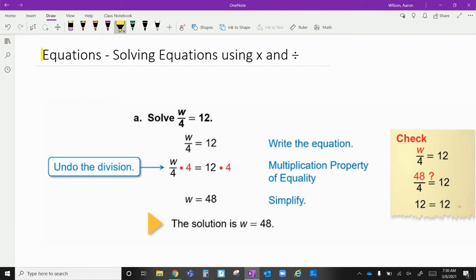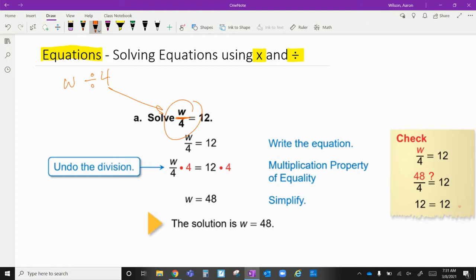All right, today's video is going to be on solving equations, but more specifically, equations that involve multiplication and division. So here you see your first example where it reads, solve W over 4. Keep in mind this line right here. That line right in there means to divide, right? So that really says solve W divided by 4 equals 12.